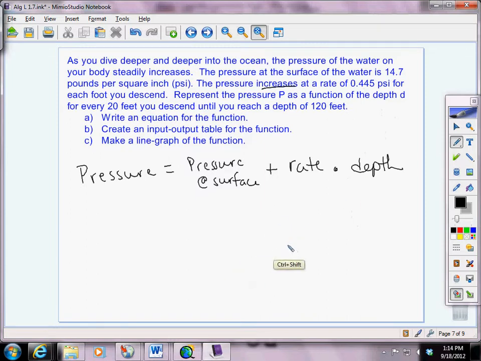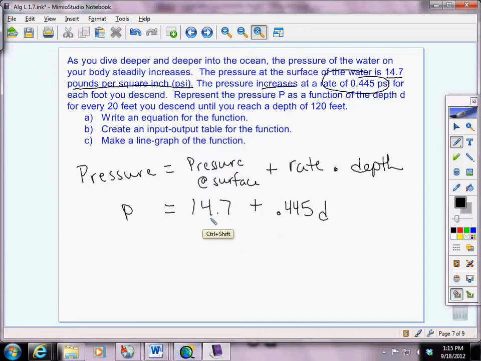If we want to change this now into an algebraic model, we could say our pressure P is going to equal what our pressure is at the surface. Well, the pressure at the surface is 14.7 psi, plus our rate, it says right here what our rate is, 0.445 times our depth, for each foot you descend. Our depth we want to represent with a D. So that would be an equation we could write for this function.